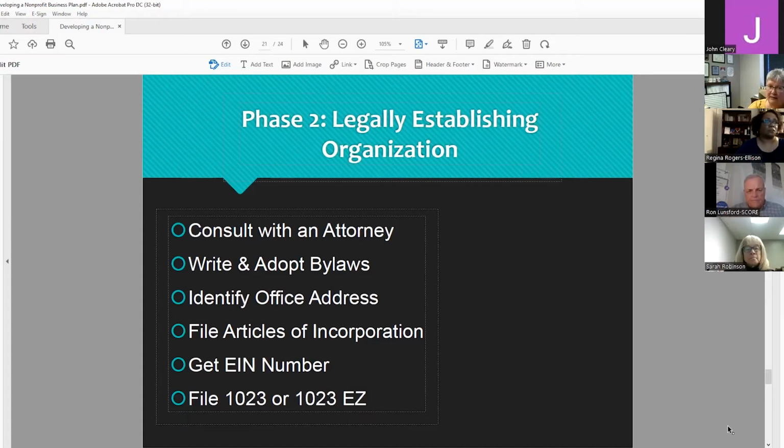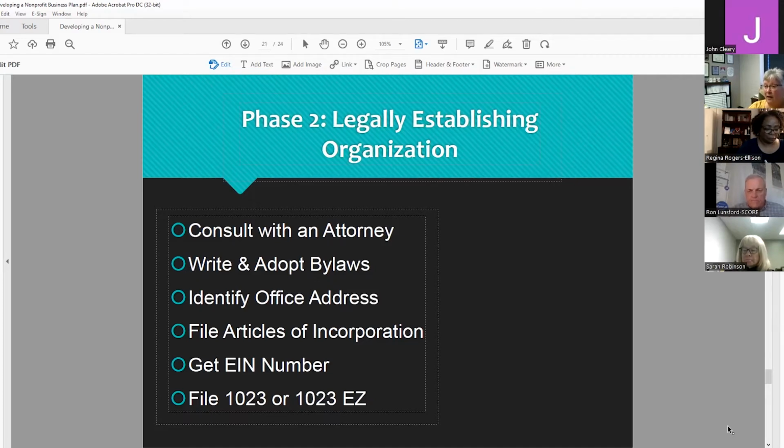You've got to write and adopt your bylaws. Your bylaws, for those of you who may not know, are your operating agreement for your board of directors, and they are going to describe the board terms, how long the board members are going to serve, and what the officers are, generally chair, vice chair, secretary, and treasurer. What are their terms going to be? Are those terms renewable? How do you bring board members on? How do you get rid of board members? How do you change the bylaws?